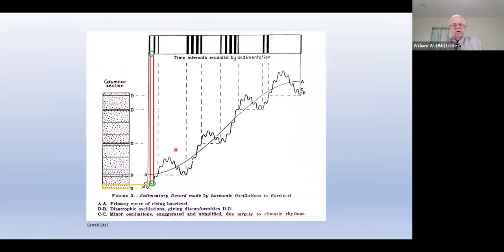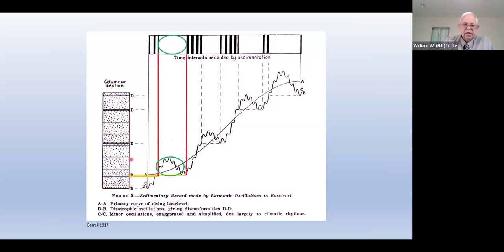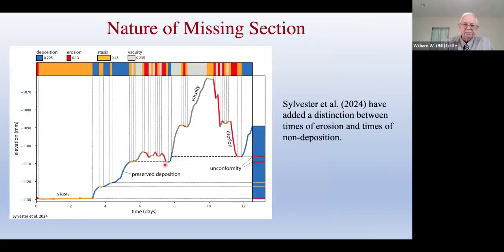Okay, so to emphasize that once again, this little deposit at the bottom represents this small period of time plus the erosion. There's one there. So this period here, this bump has been eroded, and none of this material will be preserved into the stratigraphic record.